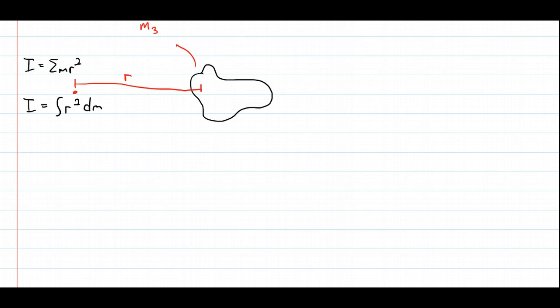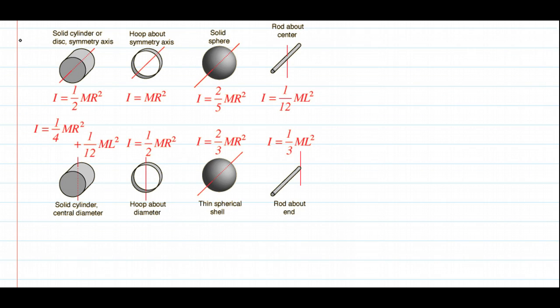So that's just one example of how to calculate the moment of inertia for a non-uniform object. Lucky for us, people have already calculated most moments of inertia for regularly shaped objects. Here's just a small chart of several different moments of inertia for different shaped objects. And we can see that all these objects have different moments of inertia.